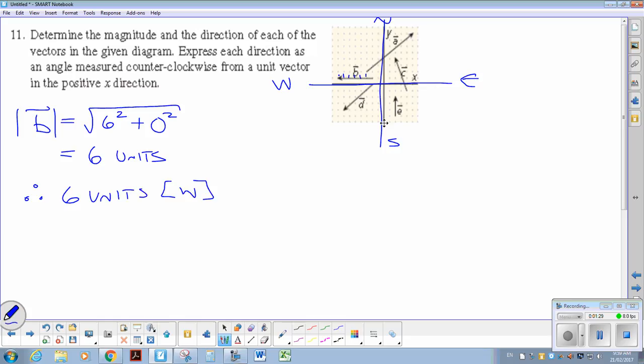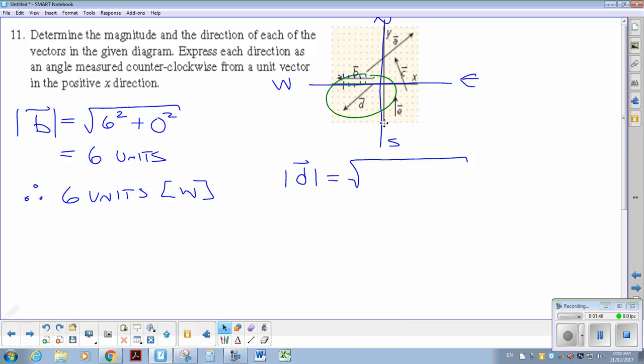So let me try a more difficult one. Again, it's one of those questions where once you understand what it's asking, the question itself isn't really that hard. So I'll do D here. It's a little tricky for me to see. 1, 2, 3, 4. I believe it's 5 units on the x-axis, and it's -5 because it's moving left. Plus, going down, 1, 2, 3, I believe that's 4 units, and it's going down.